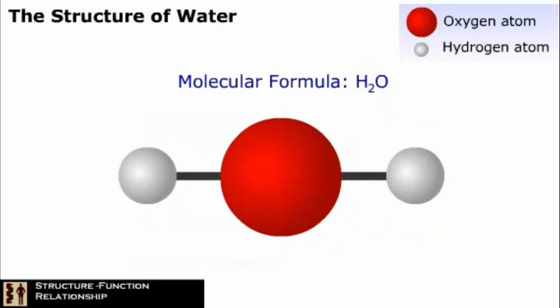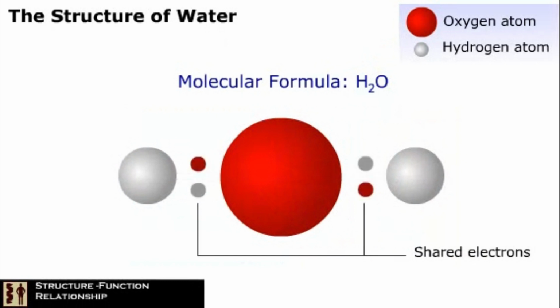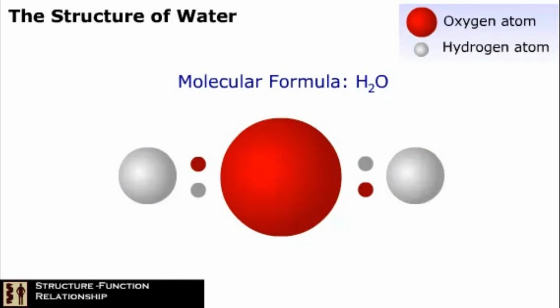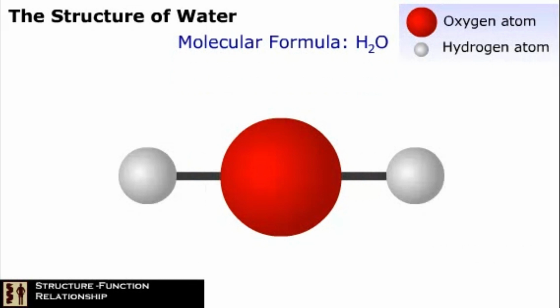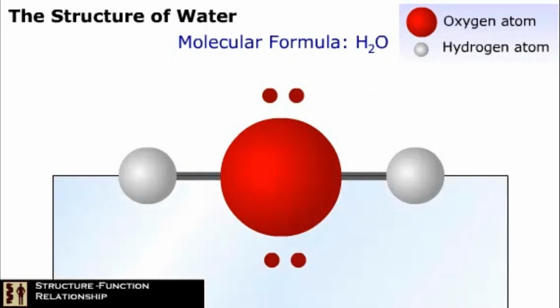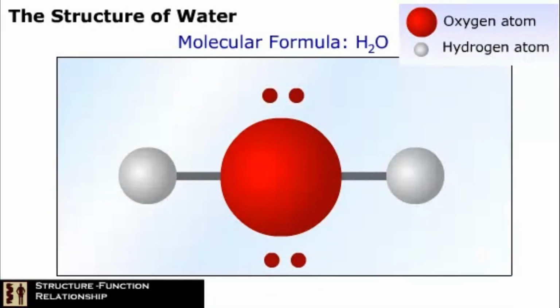Each hydrogen atom is connected to the oxygen atom with a covalent bond. Recall that this means that the 2 atoms share 2 electrons, one contributed by the hydrogen atom and one contributed by the oxygen atom. The oxygen atom also has 2 pairs of electrons it doesn't use to form chemical bonds. Right now it looks like all 4 pairs of electrons sit in one plane, but that's not quite right.